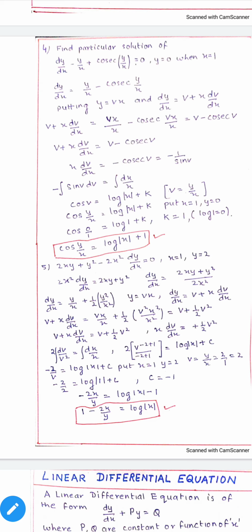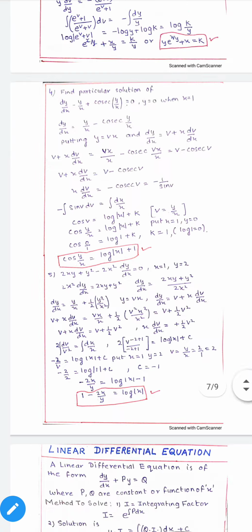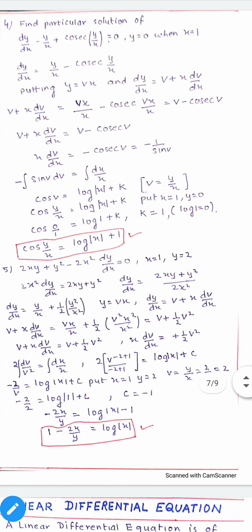Put x is equal to 1 and y equal to 0. We know that cos 0 is 1 and log 1 is 0. So k is coming 1 and we get the answer cos y upon x is equal to log modulus x plus 1.